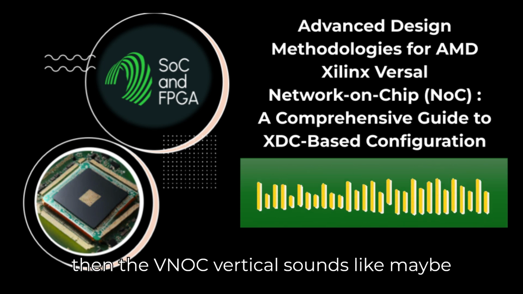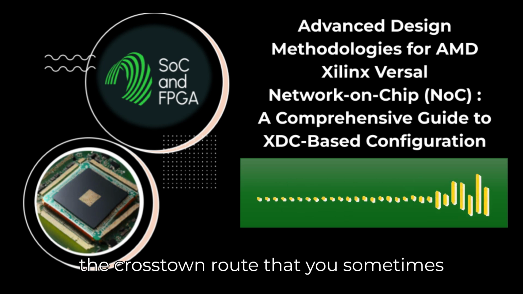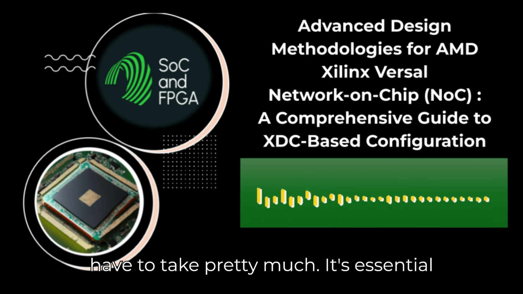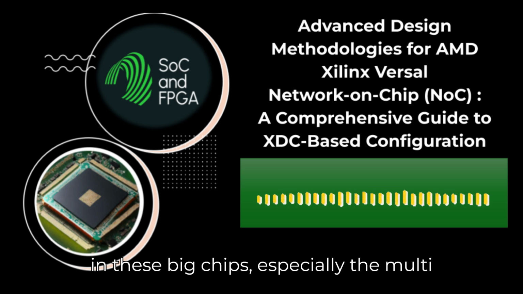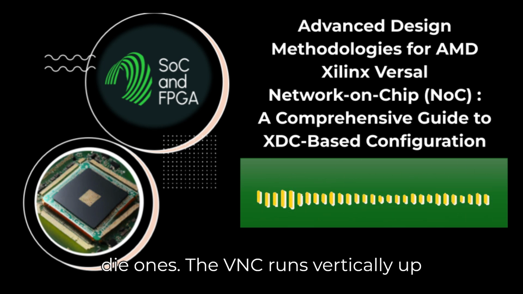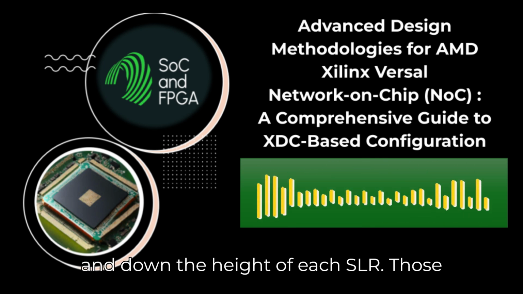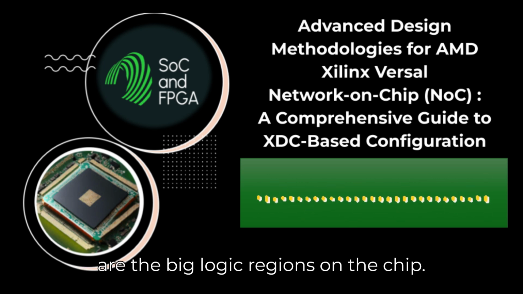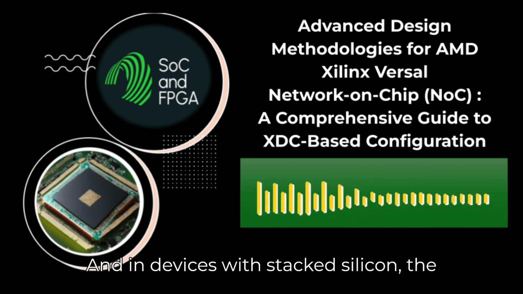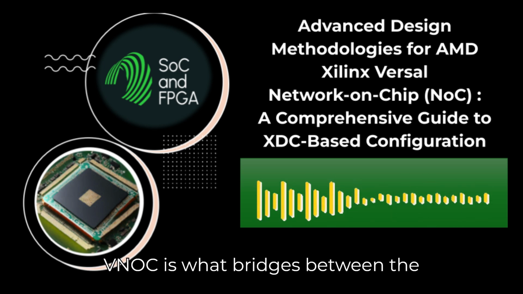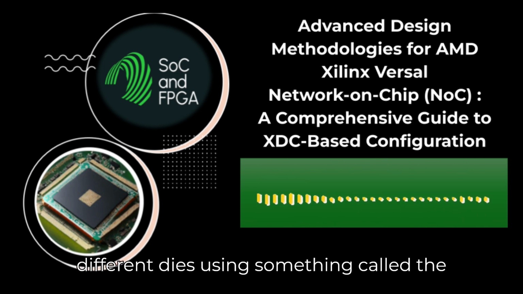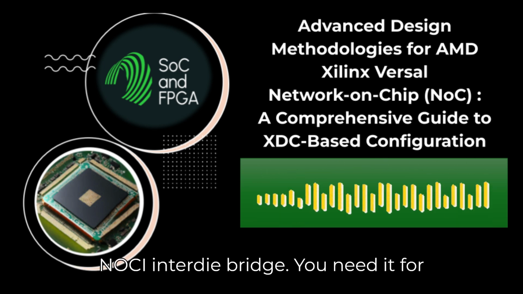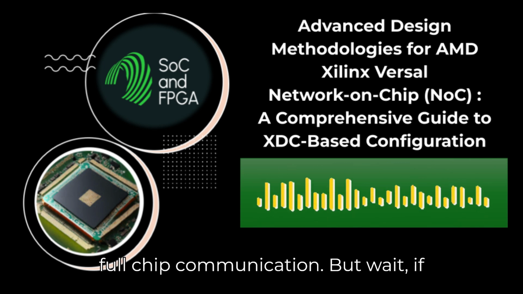Okay, so then the VNOC. Vertical sounds like maybe the crosstown route that you sometimes have to take. Pretty much. It's essential in these big chips, especially the multi-die ones. The VNOC runs vertically up and down the height of each SLR. Those are the big logic regions on the chip. And in devices with stacked silicon, the VNOC is what bridges between the different dies using something called the NoC interdie bridge. You need it for full chip communication.